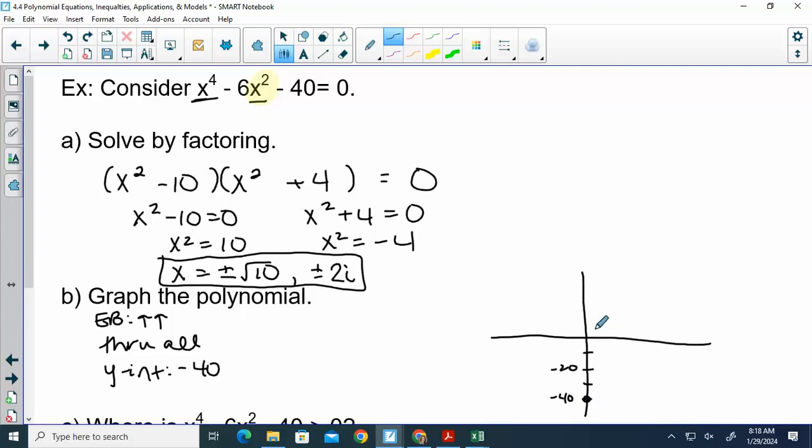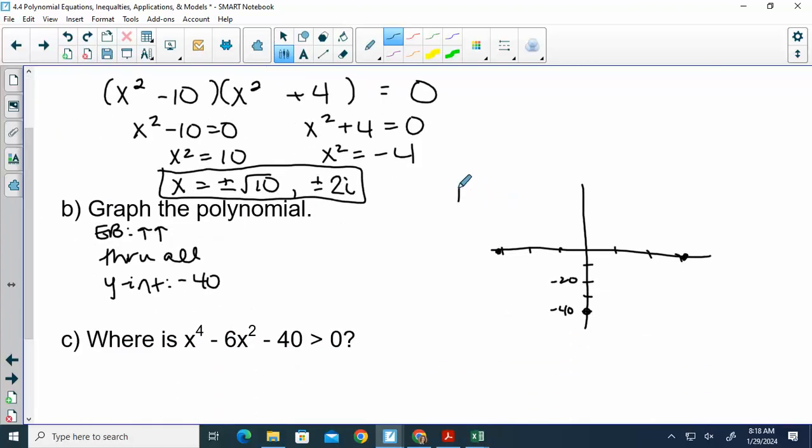If we try to graph, we would have to approximate the square root of 10. You could use your calculator and get a decimal approximation. So it's just a little bit past 3. And then the negative square root of 10 would be like negative 3.1. Can we graph the positive and negative 2i? No. We know both ends are pointing up. Even though it's degree 4, we're only hitting the x-axis twice because the other zeros were imaginary. So it looks something like that.